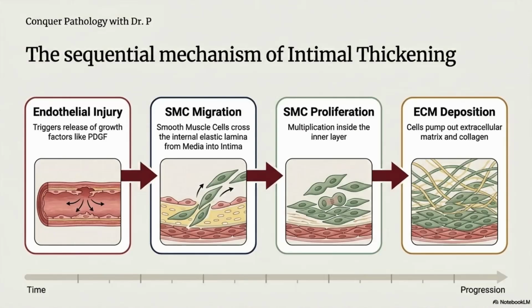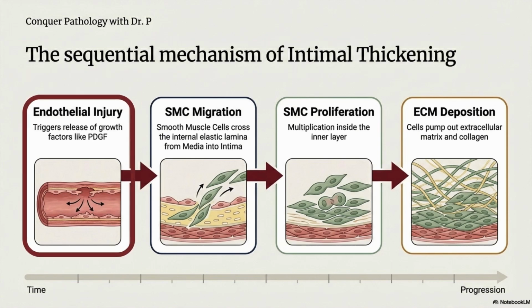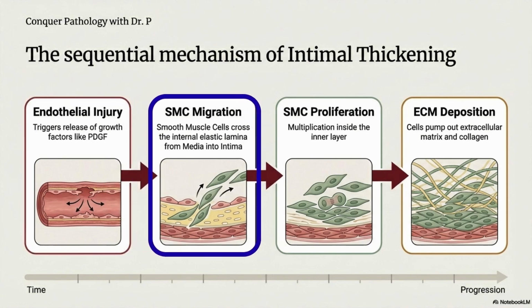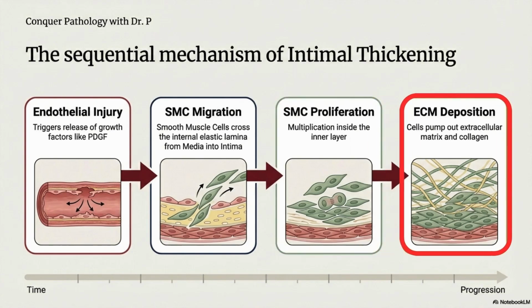Let's break down exactly how this happens. On this flowchart slide, you can follow the sequential mechanism of intimal thickening as it progresses over time. Step 1 is endothelial injury, which triggers the release of growth factors like PDGF. This leads directly to SMC migration, where smooth muscle cells cross the internal elastic lamina from the media into the intima. Then comes SMC proliferation, meaning they undergo multiplication inside the inner layer, and the final step is ECM deposition, where these cells pump out extracellular matrix and collagen.